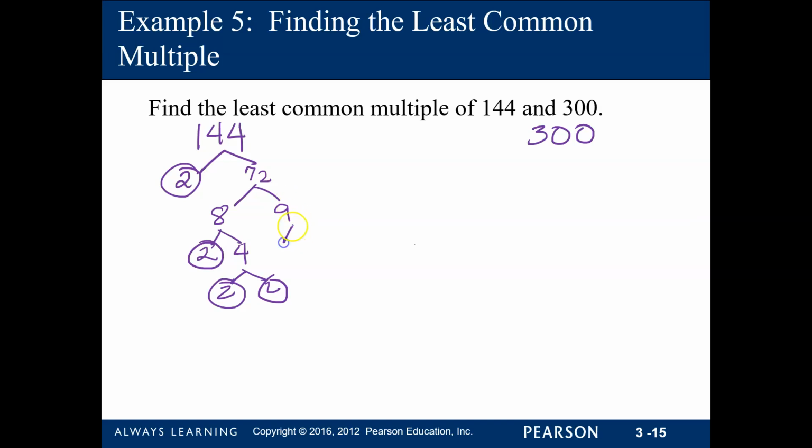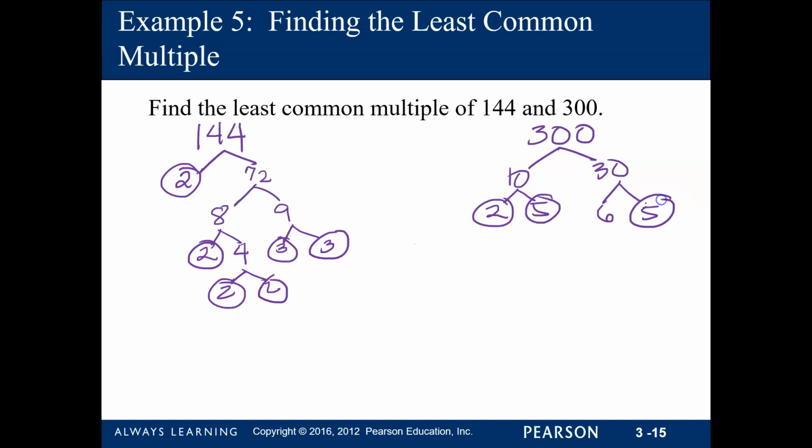In the case of 9, this could be split into 3 and 3. Okay, therefore, these are the prime factorization of 144. 300, on the other hand, has easy divisibility because it ends with a 0. So we have a 10 and a 30. We can simplify 10 to become 2 and 5, which are both prime. 30 could be written as 6 and 5. 5 is already prime. 6 could be split into 3 and 2.